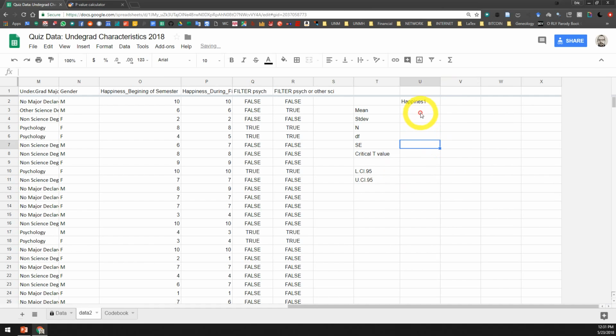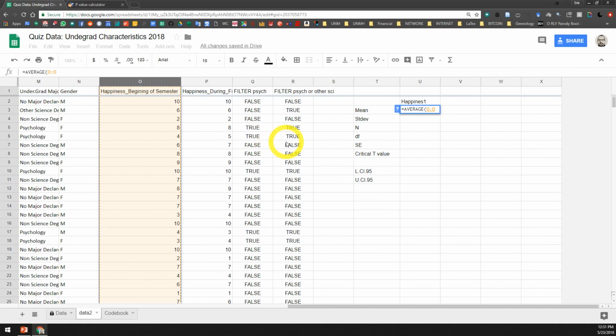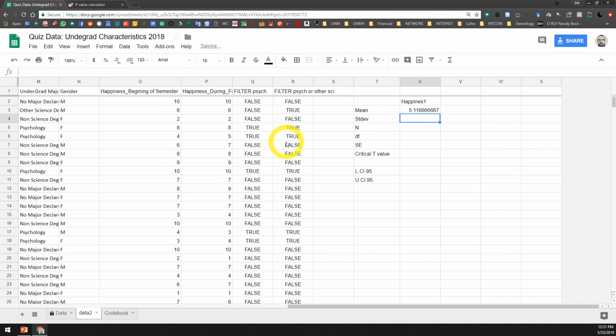All right. So let's go ahead and calculate our mean. So we're just going to type equals, and we're going to type in average, parentheses. We're going to go over here to happiness at the beginning of the semester, just click on that column, and we get a mean of 5.11. So let's round to the hundredth so it's nice and clean. Let's go ahead and get our standard deviation.